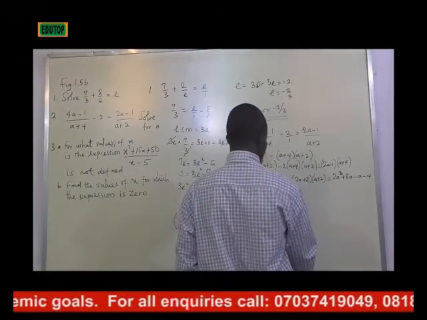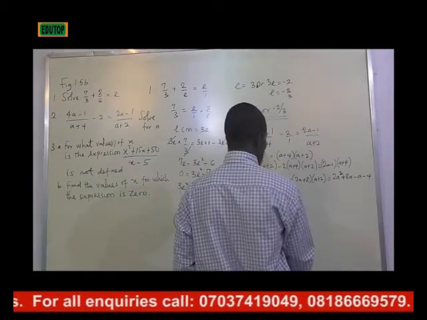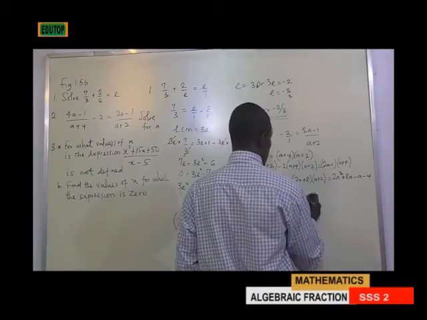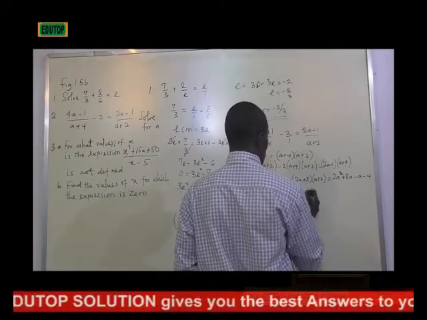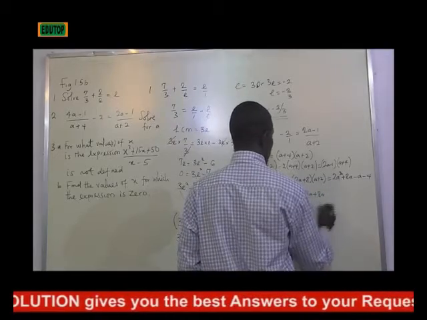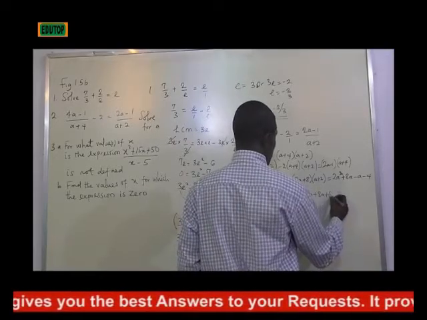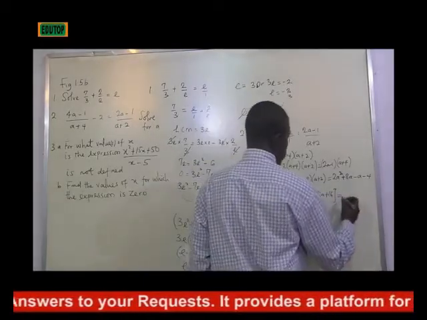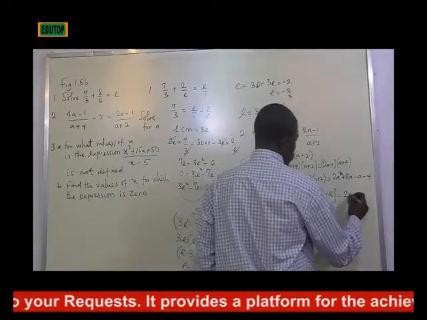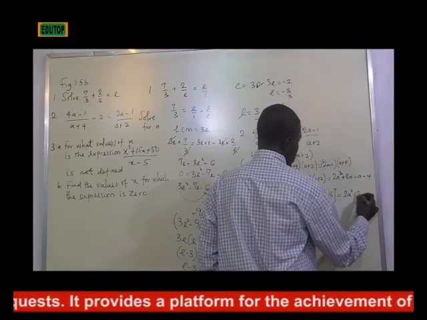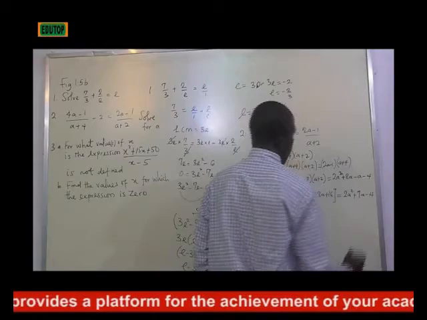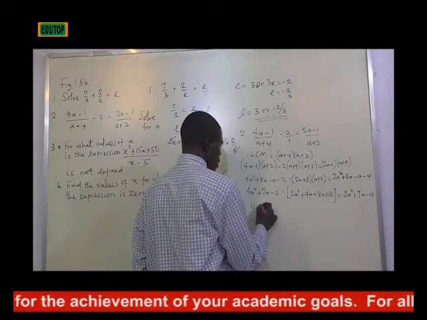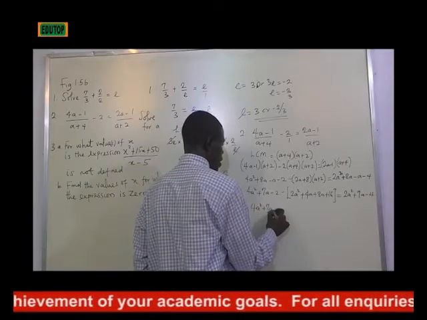Then let's open this. Make sure that the minus is well protected. So we have this times this 2a squared plus 4a plus 8a plus 16. Then this equal to 2a squared plus 7a minus 4. Then here 4a squared plus 7a minus 2.